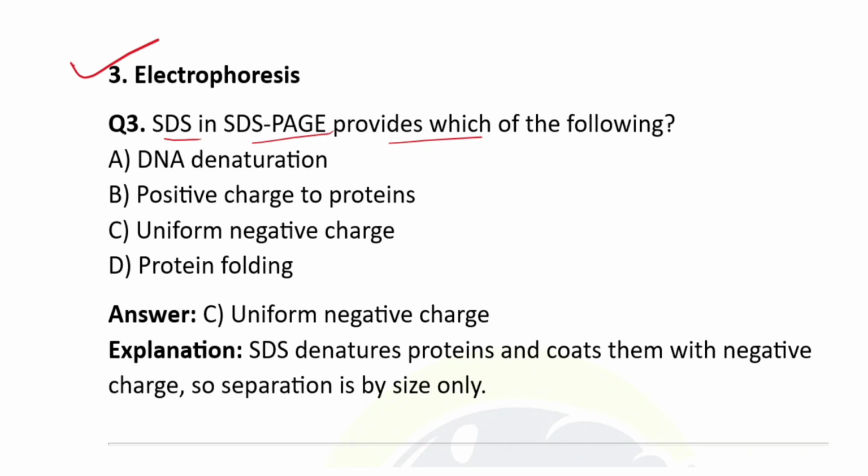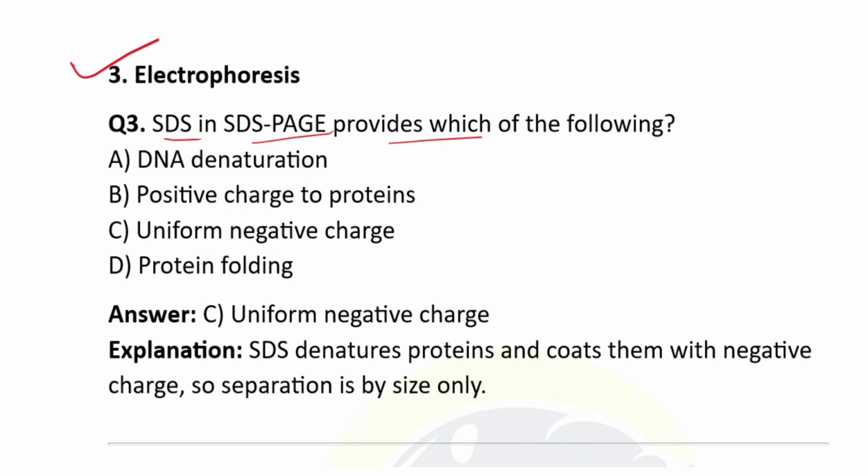So in SDS PAGE, SDS is used. SDS is a detergent. SDS is sodium dodecyl sulfate and it plays a crucial role in denaturing proteins and separating them based on their molecular weight. So what does SDS do? SDS is a detergent that disrupts the non-covalent bonds within the protein, breaking them down and unfolding them into linear chains.